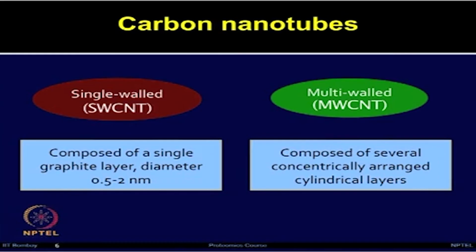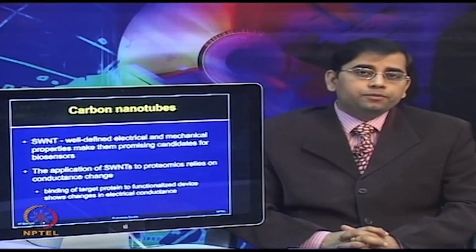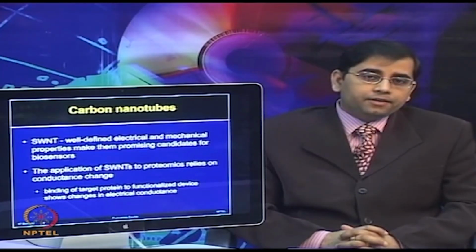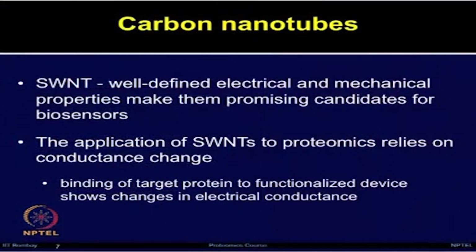for proteomic applications. The single walled nanotubes have well defined electrical and mechanical properties which make them very promising biosensor candidates. The application of single walled nanotubes to proteomics is based on measurement of change in the conductance. When a target protein is functionalized on a single walled nanotube device, after that when a binding partner protein binds, then the electrical conductance changes and that is measured for monitoring the change in the binding.